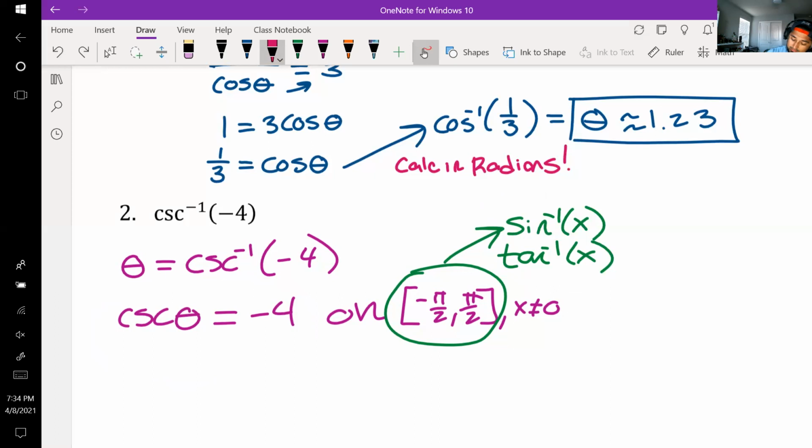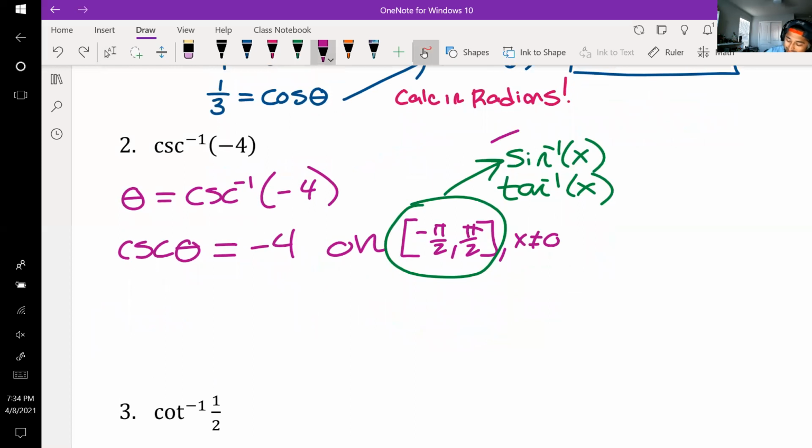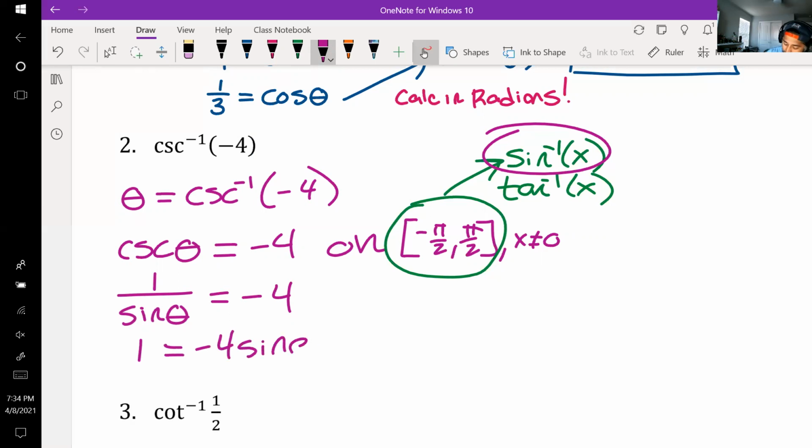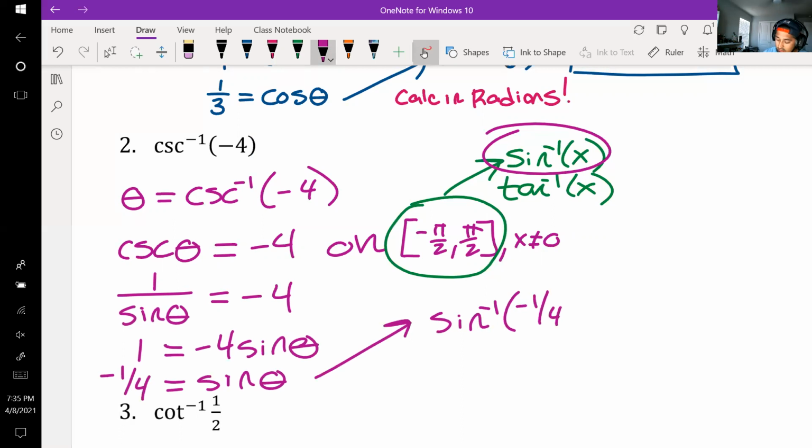It's easier to turn it into sine, which means that you'd get 1 over sine theta equal to -4, and then just solve for sine. You get 1 equals -4 sine theta, which would give you -1/4 equal to sine theta. Then you would apply the inverse, and you'd get the inverse sine of -1/4 equal to theta.